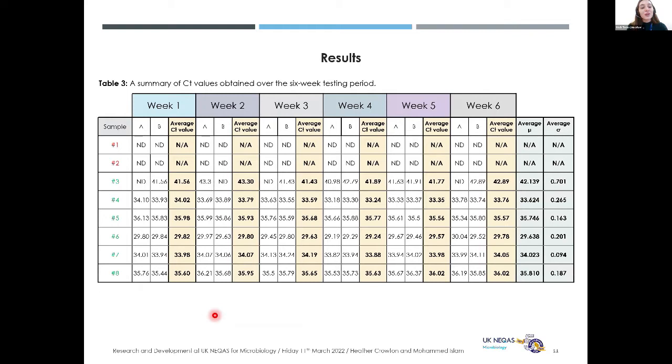So table 3 just shows you a summary of the CT values obtained over the 6-week testing period. We're looking specifically at CT values, as the molecular detection scheme is only a qualitative scheme, so we're not looking at any viral concentration units there. You can see at the top of the table, you've got week 1 to 6, and down the side of the table, you've got the samples. So samples 1 and 2, which were IgG positive, provided the intended results as there was no RNA detected over the 6-week period.